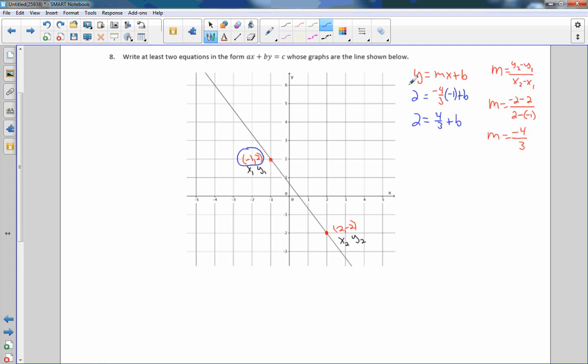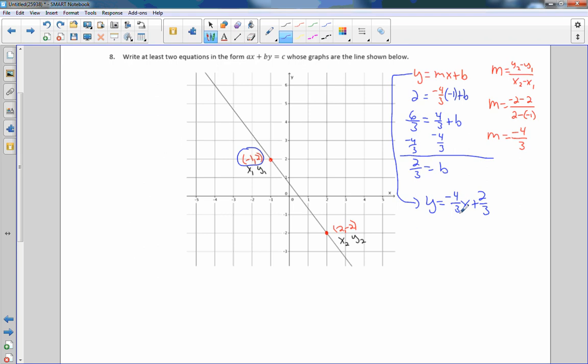Now I see I've got to subtract a fraction from an integer, so I'm going to change that 2 to a fraction with a denominator of 3, and 2 is 6/3. 6 divided by 3 is 2. And now I can subtract 4/3 from both sides. When I do that, 6 minus 4 is 2/3. These cancel, and we found our b. So now I'm going to take this equation and rewrite it as y equals negative 4/3 x plus 2/3. There is my slope-intercept form of my equation.